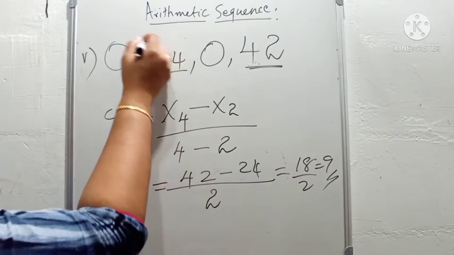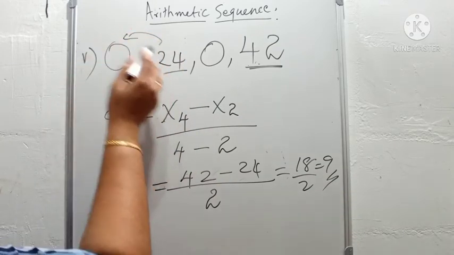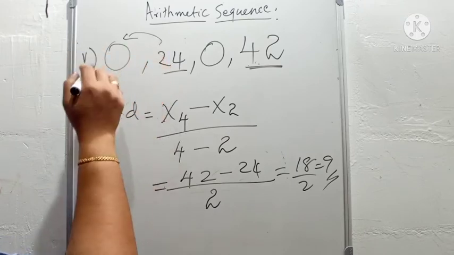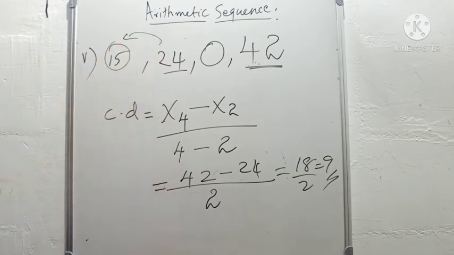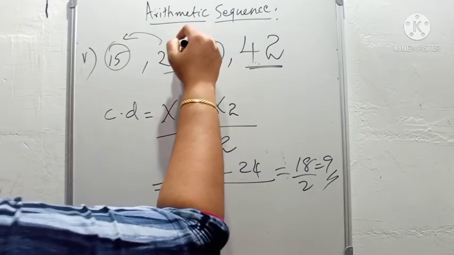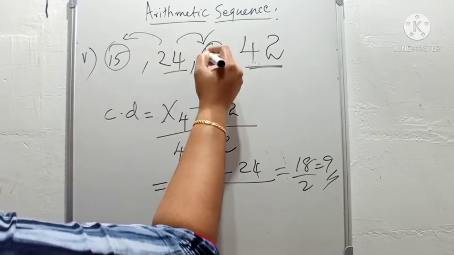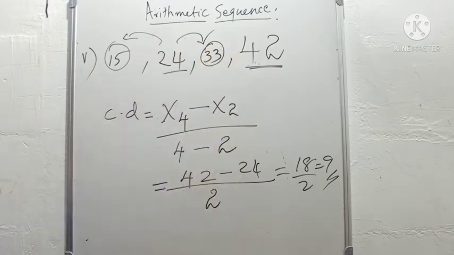Then what about this number? 24 minus 9. 24 minus 9 is equal to 15. Okay, 24 minus 9 is equal to 15. Then what about 24 plus 9? 24 plus 9 is equal to 33. Okay. Good.